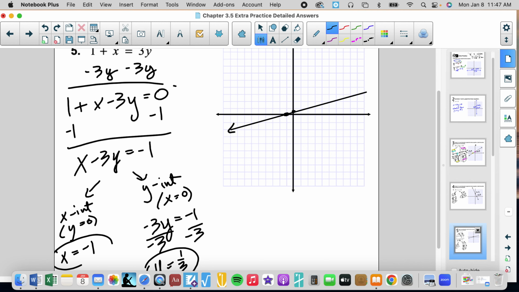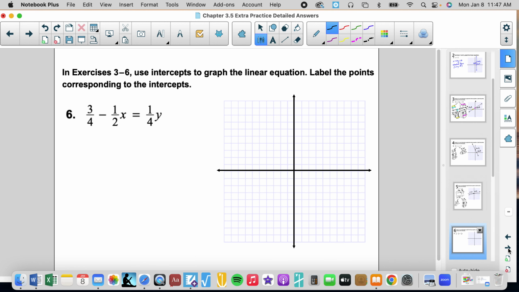Let's draw lines. And let's label. That is negative 1, 0. And this is 0, 1/3. Good. 2 points. All the solutions.